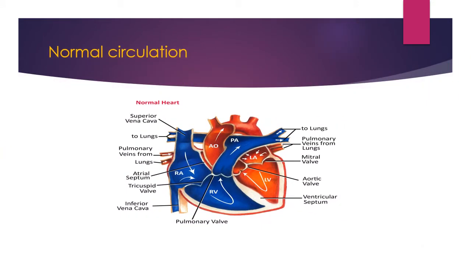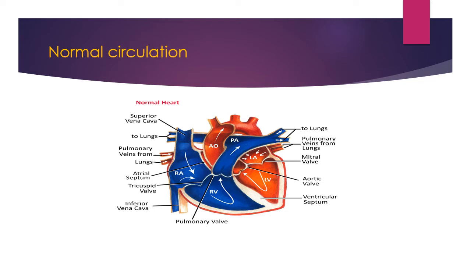Before starting circulatory disturbances, we want to know about the normal circulation. So here is the picture of the normal heart and its normal circulation. The normal heart has four chambers, two atria and two ventricles. The atria are separated by the atrial septum and the ventricles by the interventricular septum, and the atrium is the receiving chamber where the blood arrives, which is pushed down into the ventricles.